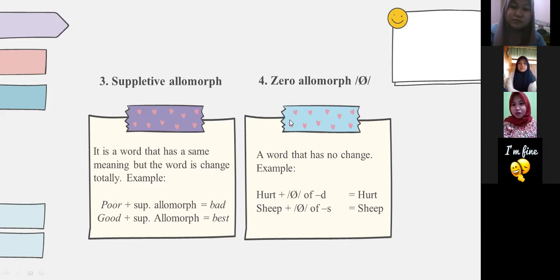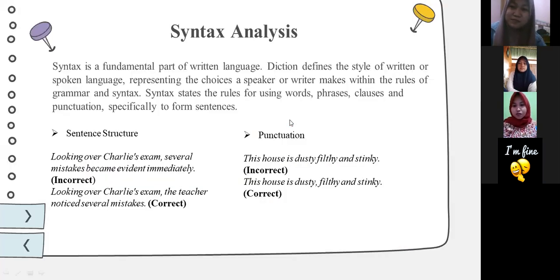Okay, thank you for your explanation. Now we move to the fourth speaker, who will be Sri Hastuti. It's about syntax analysis. Time is yours.